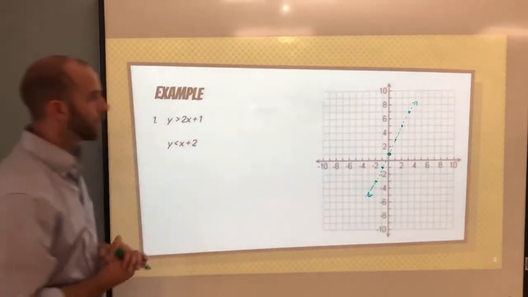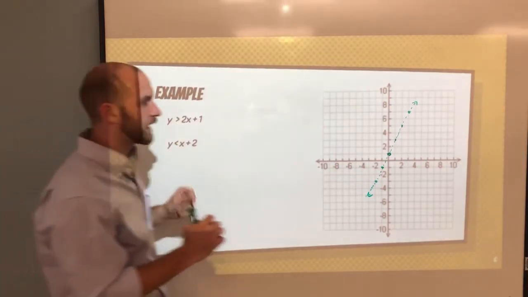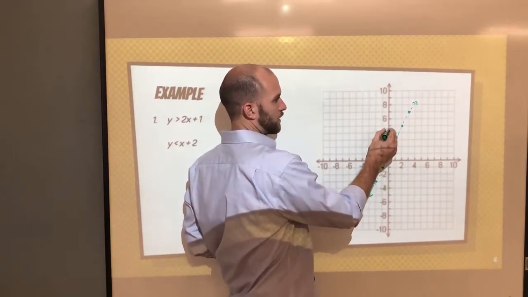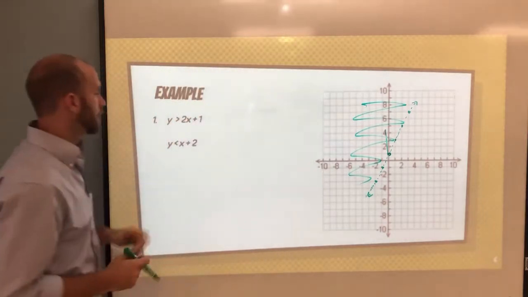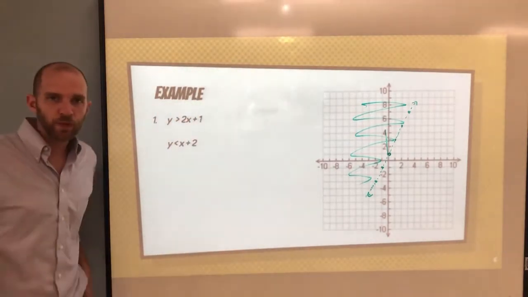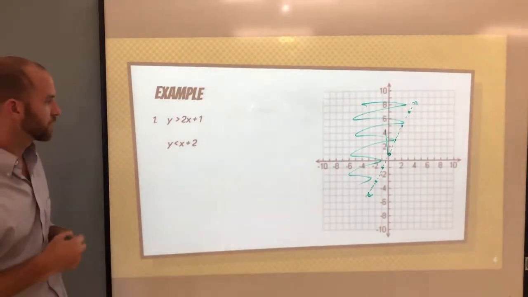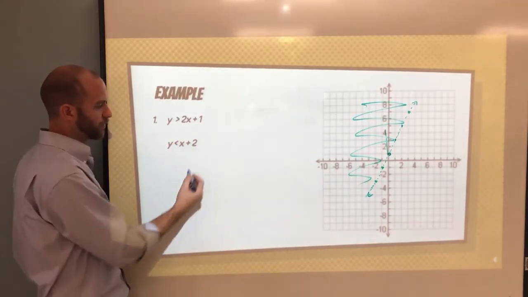Good. Now the next thing we need to do is shade everywhere that is above that line. So if my y value here is 1, we're going to shade up to the 2, and the 3, and the 4, and it's really just this whole region up here. Okay. Now the second one we're going to do in a different color. So if you've got a different colored pen or different colored pencils, this might be helpful in seeing where our shaded lines overlap. So y is less than x plus 2.